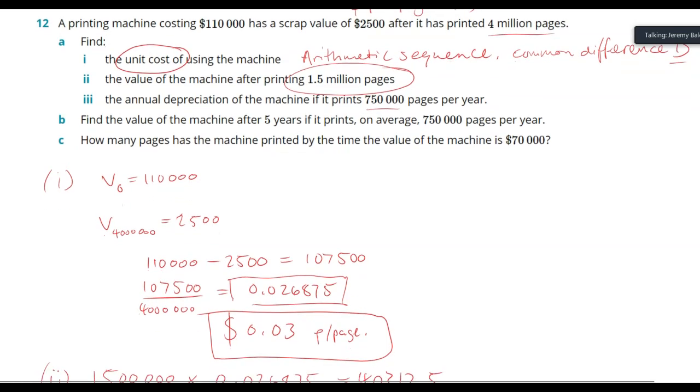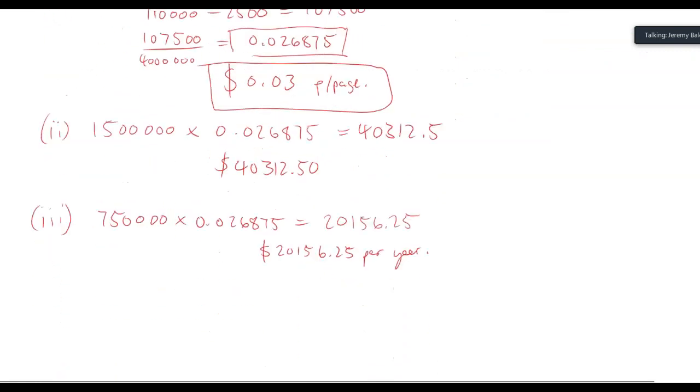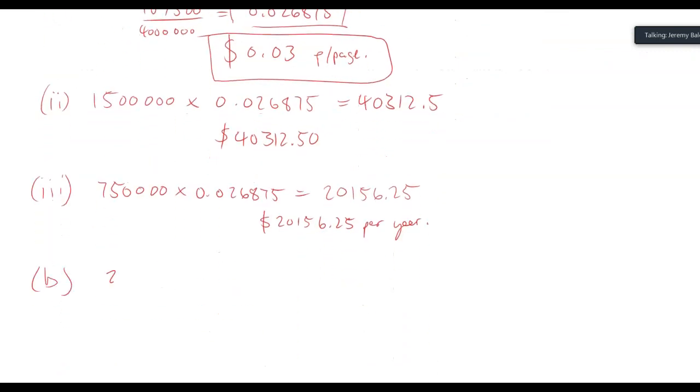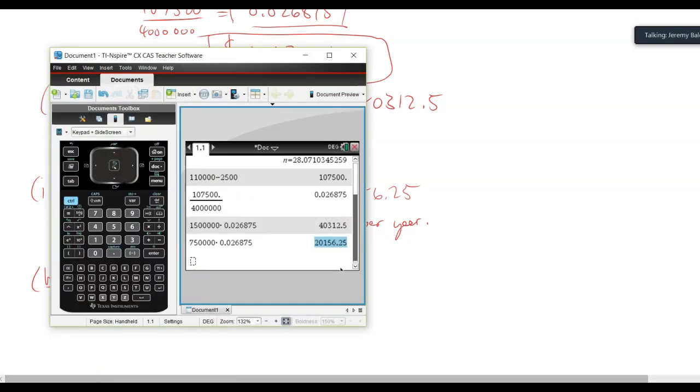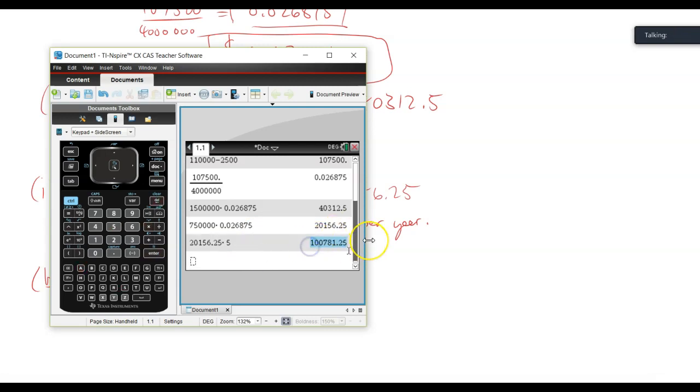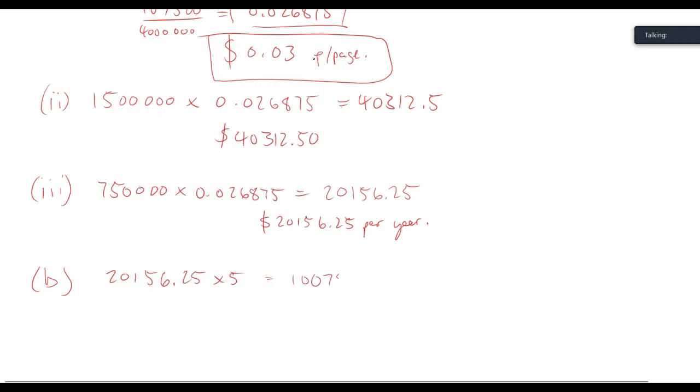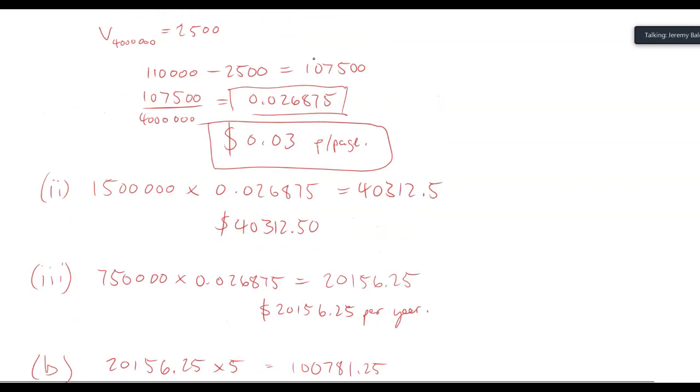Alright, next bit, part B, find the machine's value after 5 years if it prints that much. Okay, so this is just timesing that by 5. Times 5 there. So I'm just going to go back into my calculator and do answer times 5. 107,781.25. Okay, once again you've got to spell out your answer as a financial answer.